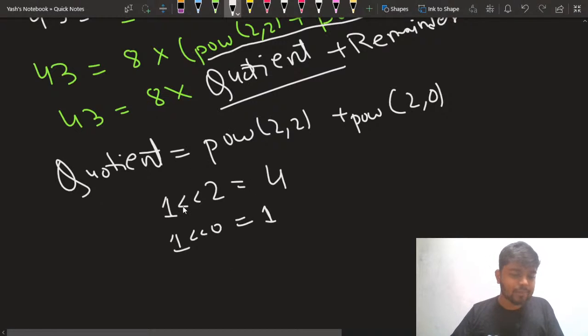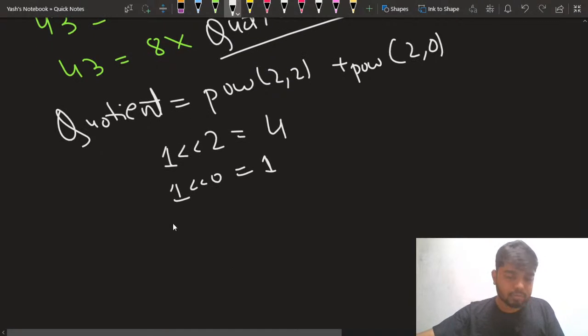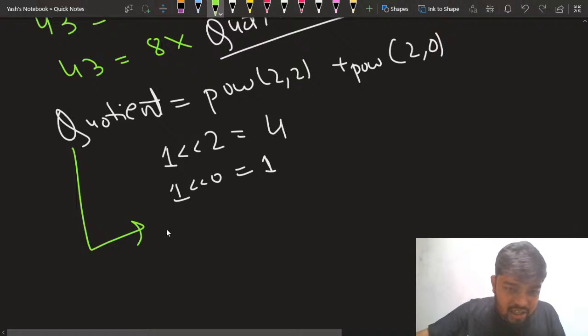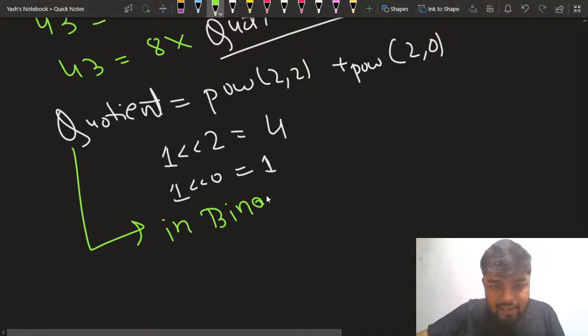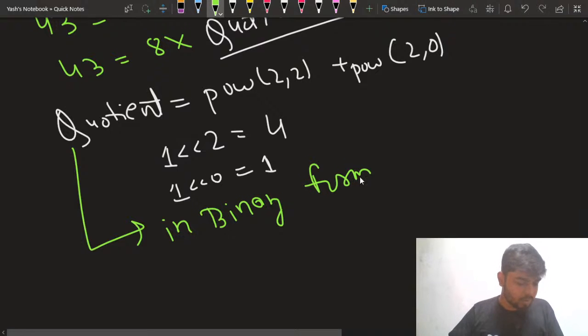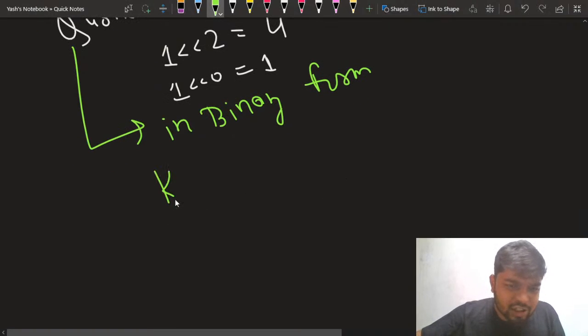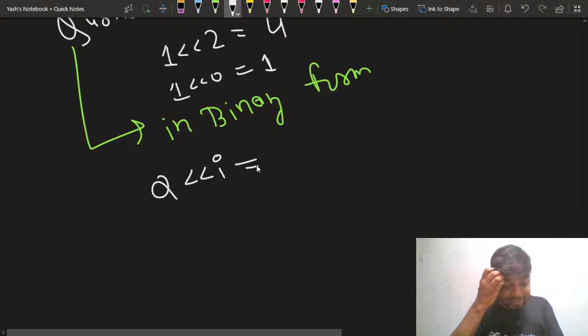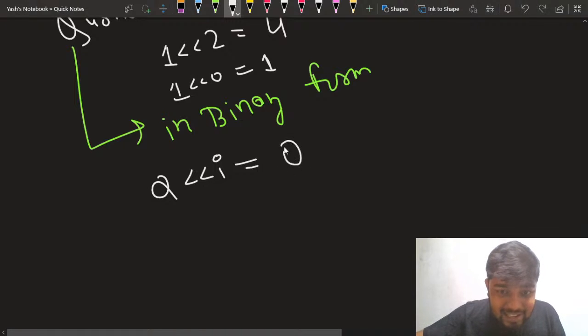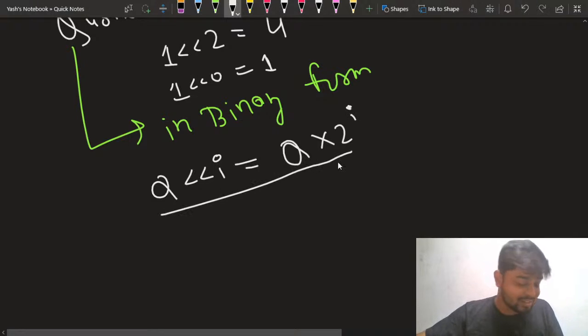What I'm trying to say is that let's represent the quotient in binary form. What will be the value of x left shift i? Let's say there is a number a, a left shift i. What will I get? I'll get a into 2 to the power of i, right? This is what I'll get.